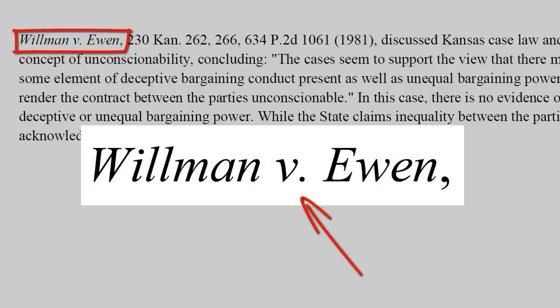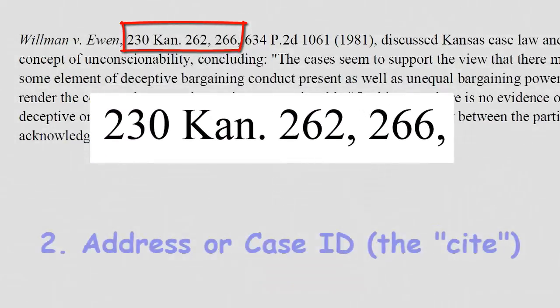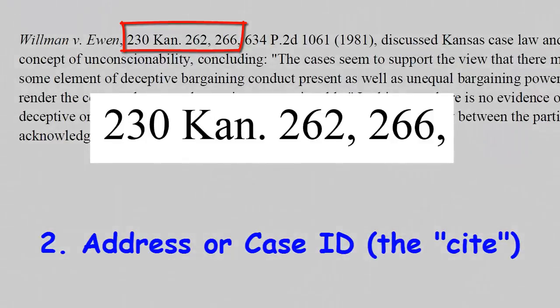Even if the full reference in the original source uses an uppercase v or the word versus or omits the period, it is conformed to a lowercase v period. Finally, this party name element concludes with a comma, which separates it from the next element. That next element is the ID or address for the case. This is sometimes referred to just by itself as the cite or citation.